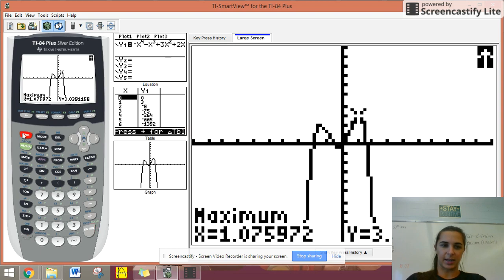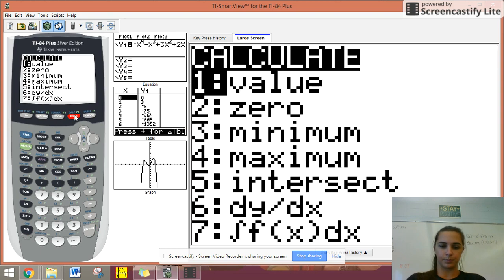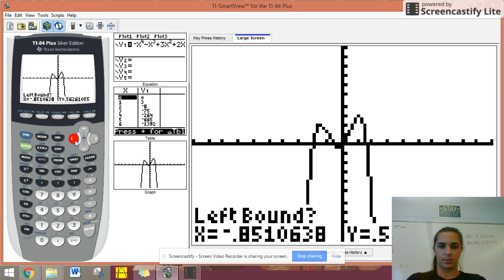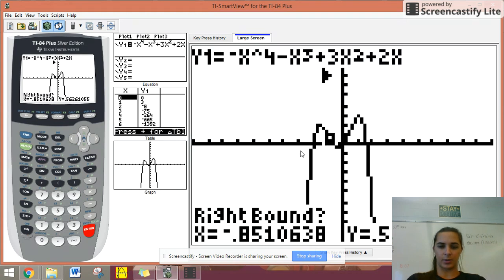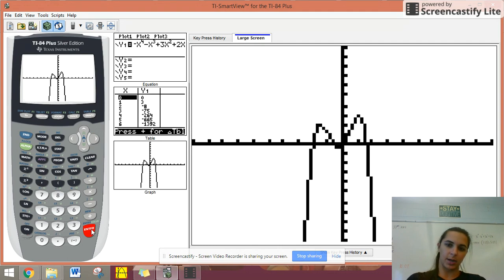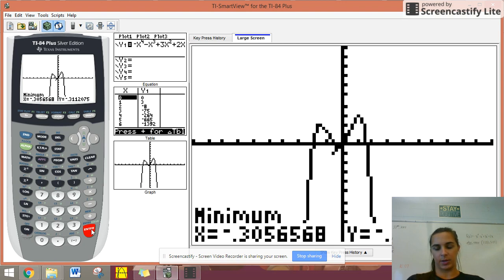So I go into my second calculate menu. Down to 3 is my minimum now. And I'm going to do the same thing. I want a left boundary. So I'm going to move my cursor to the left of the minimum. And hit enter, and it wants a right boundary, so I'm going to move to the right of my minimum and hit enter. And then again, you can guess if you want, just move the cursor to it or just hit enter one more time, and there's my minimum.